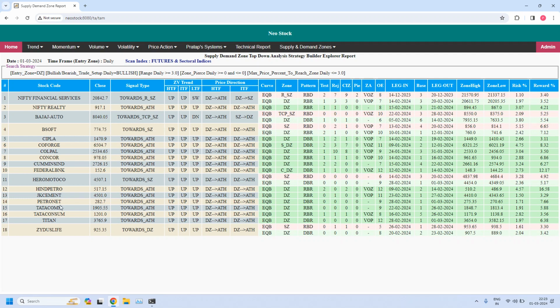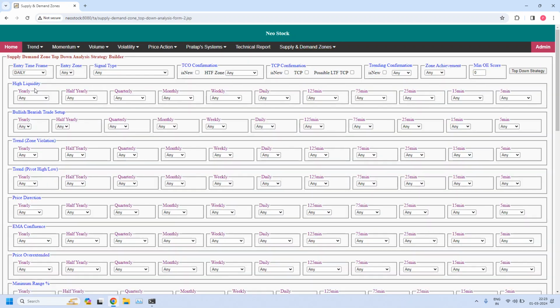So this is about a bullish trade setup for monthly income trade. Now let us generate bearish trade setup for monthly income trade. So entry time frame is daily for monthly income trade, LTF zone is daily, and entry zone should be supply zone this time. And in bullish or bearish trade setup, in daily time frame, I am adding the value bearish.